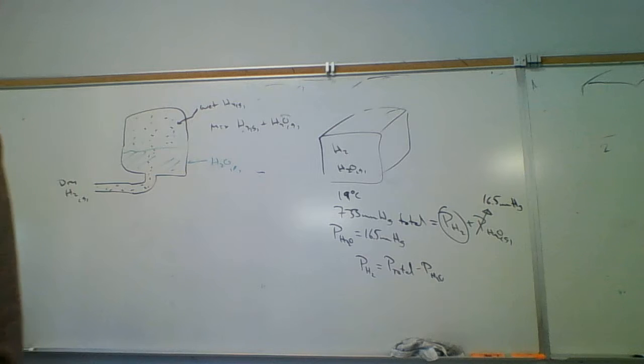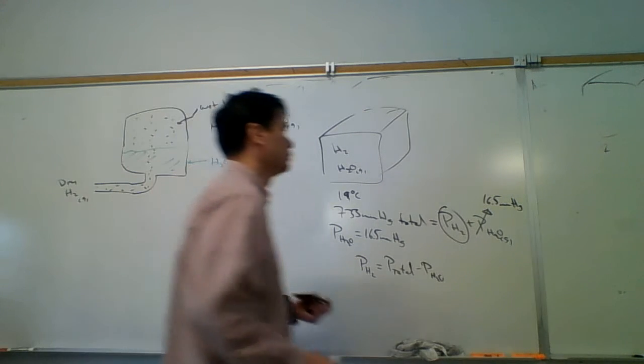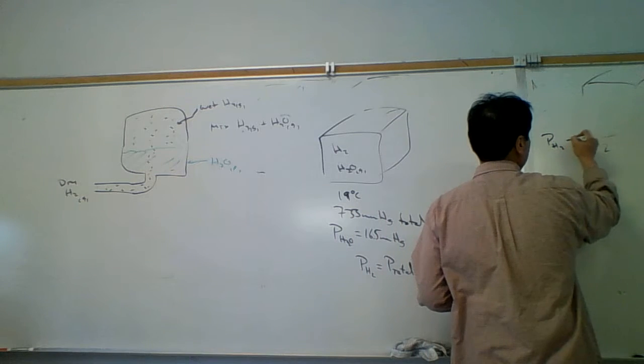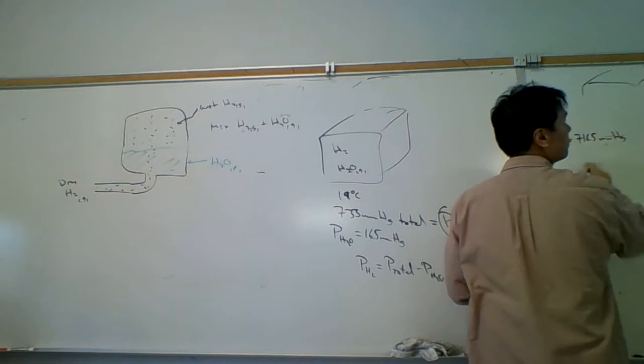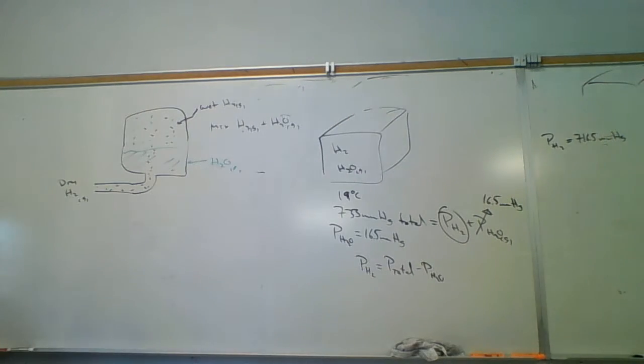So again, this is the Daltons. In fact, they don't do any Avogadros in this, I think. Let's do it here. 733 minus 16.5 is 716.5. So the pressure of the hydrogen is 716.5 millimeters of mercury. So let's see what they did. They did the total pressure minus the pressure of the water.